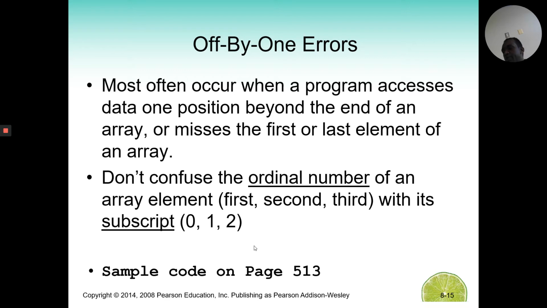Off-by-1 errors most often occur when a program accesses data one position beyond the end of an array, or misses the first or last element of an array. So don't confuse the ordinal number of an array element, first, second, third, with the subscript 0, 1, 2. Don't get confused with that.